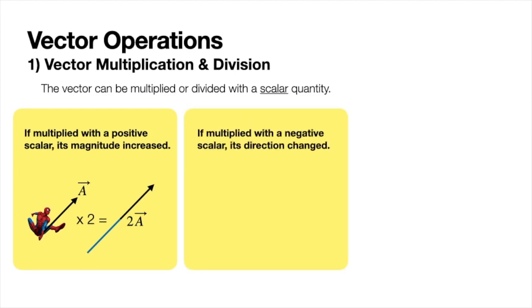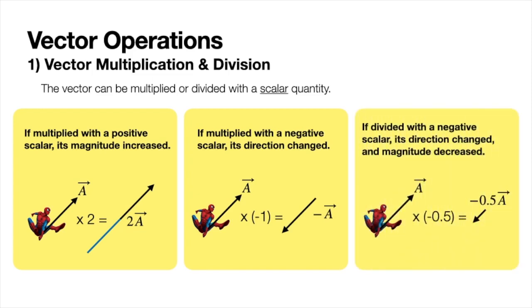If vector A is multiplied with negative 1, then the corresponding vector would be negative A, meaning the magnitude of the vector still remains the same, but because it is negative, the direction becomes reversed, becomes the opposite direction. Accordingly, if we divide the vector into half, with a negative symbol again, the magnitude of the corresponding vector is shortened by half. Again, because there is a negative, it becomes the opposite direction compared to the original vector. See, easy, right?